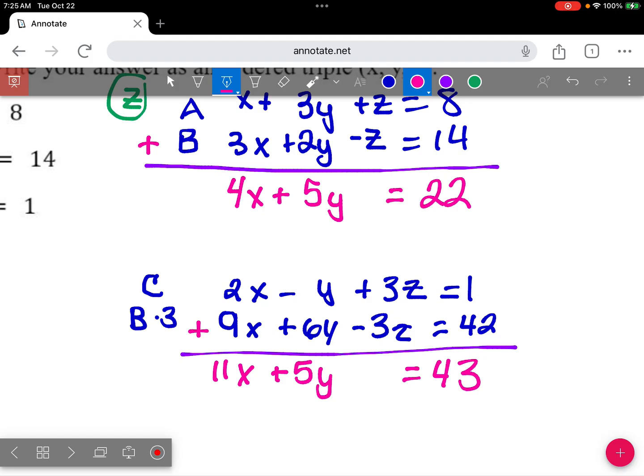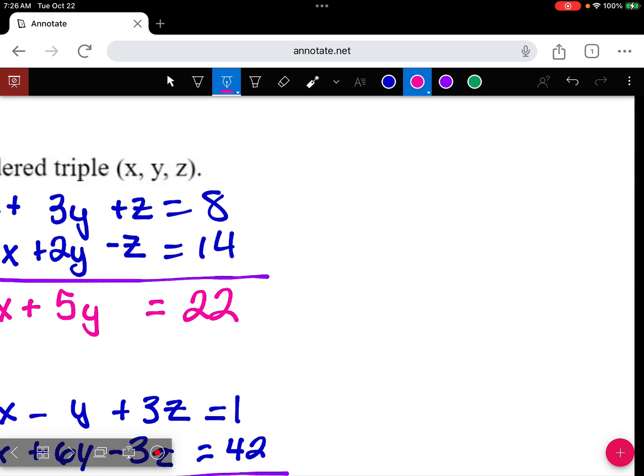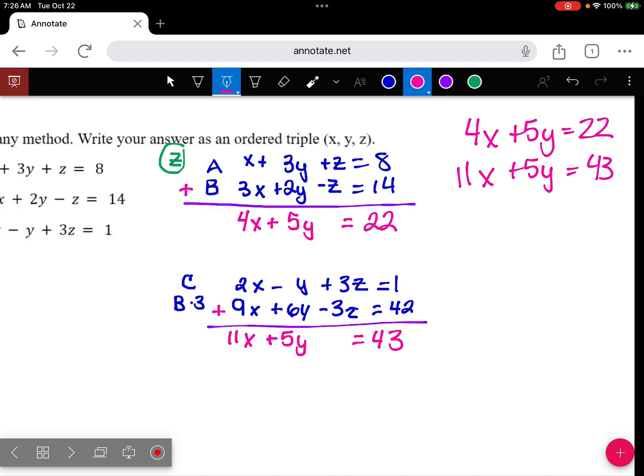Questions on that part? Because we're not done. What we need to do now is take these two pink equations and solve that system. I have a whole brand new system, this pink system. So if I have my 4x plus 5y equals 22, and I have 11x plus 5y equals 43, how will I solve this system?